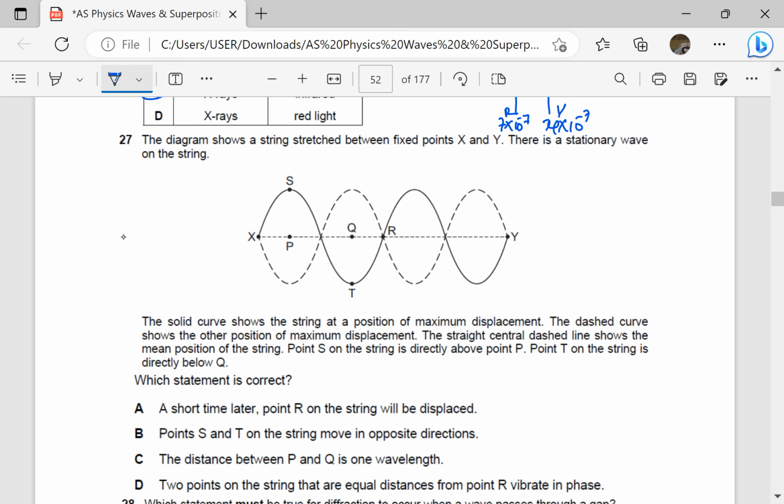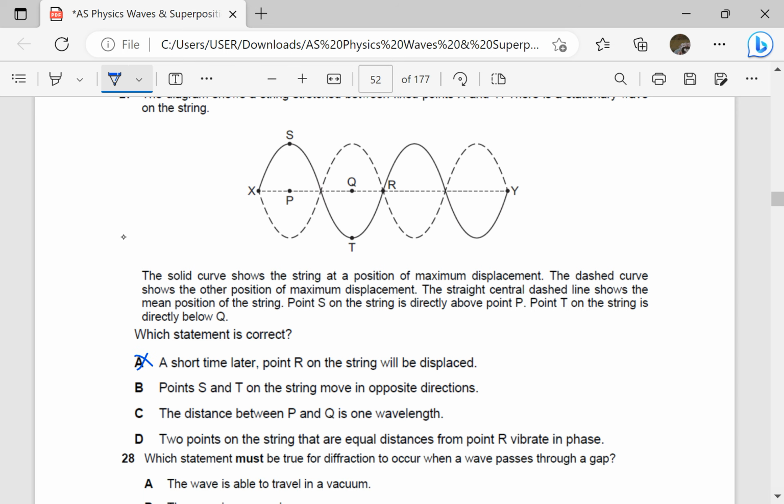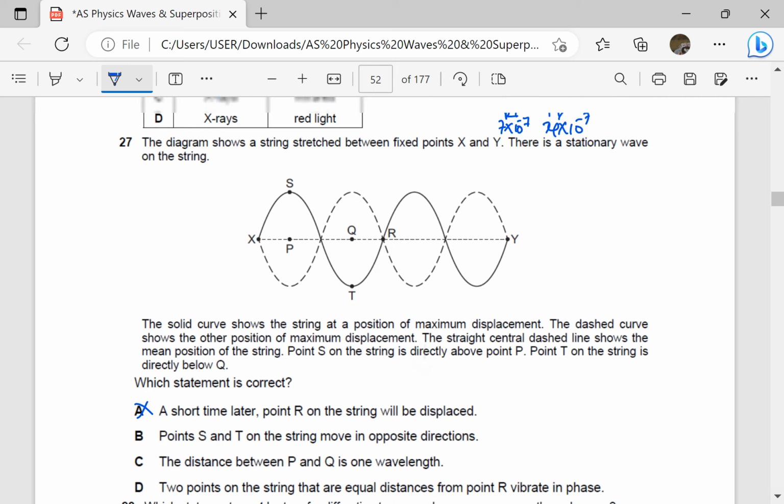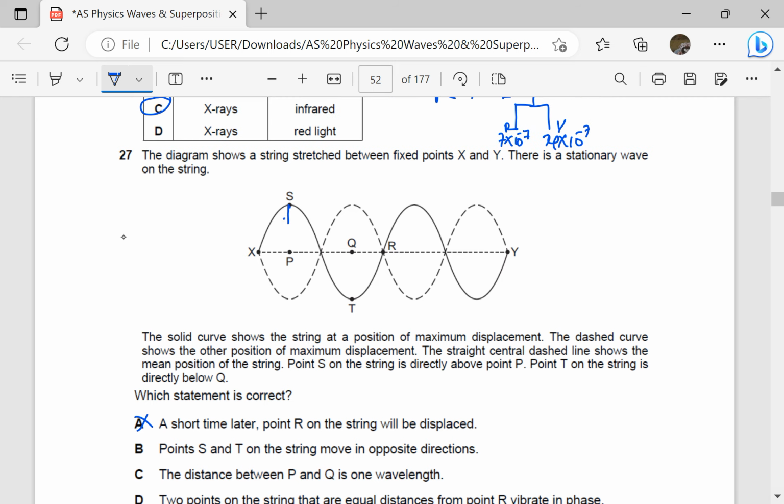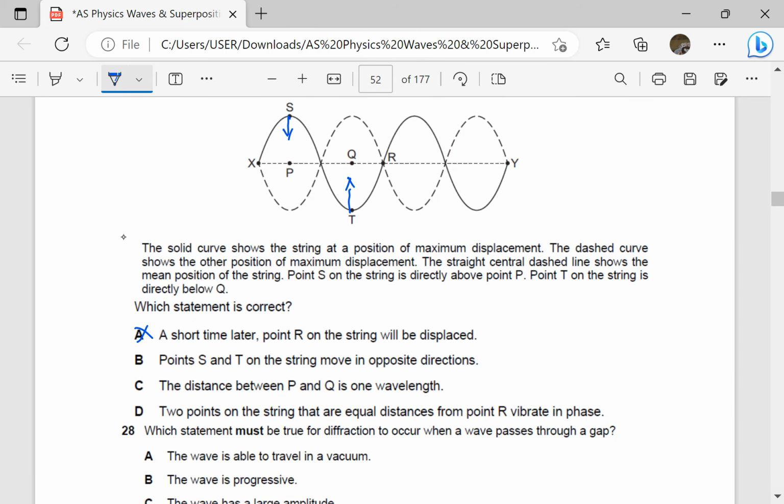Now point R is at a point where there is a node, that means it is permanently at rest. Points S and T on the string move in opposite directions, that is very true. This is vibrating downwards and this is vibrating upwards on a stationary wave. So this is very true. The distance between P and Q is one wavelength.